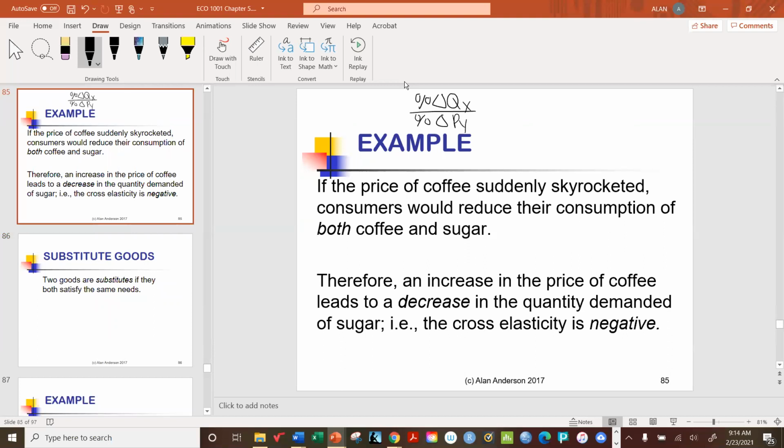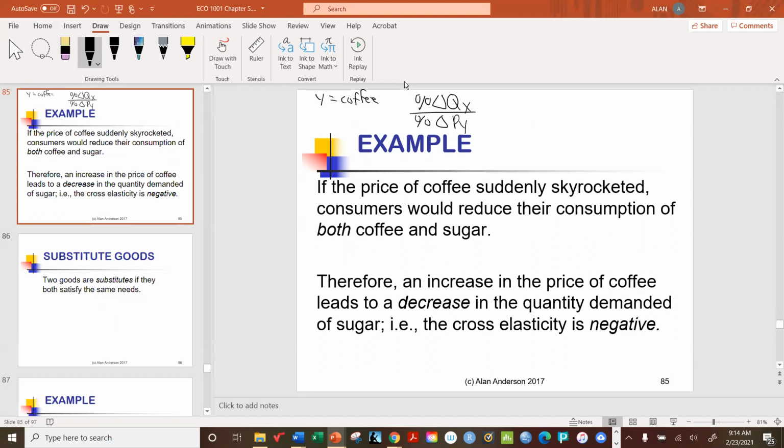suppose that Y is the coffee and X is sugar. So let's say that the price of the coffee goes up by 20%. And because of that, people buy less coffee, which means they're also buying less sugar. And let's just say that it's negative 0.10. So all that matters here, the magnitude is not really what we're interested in, it's the sign.